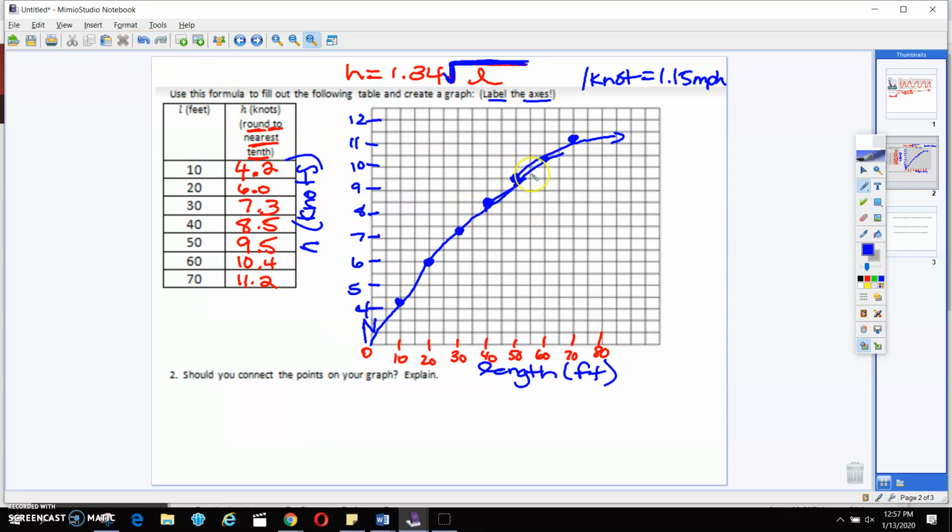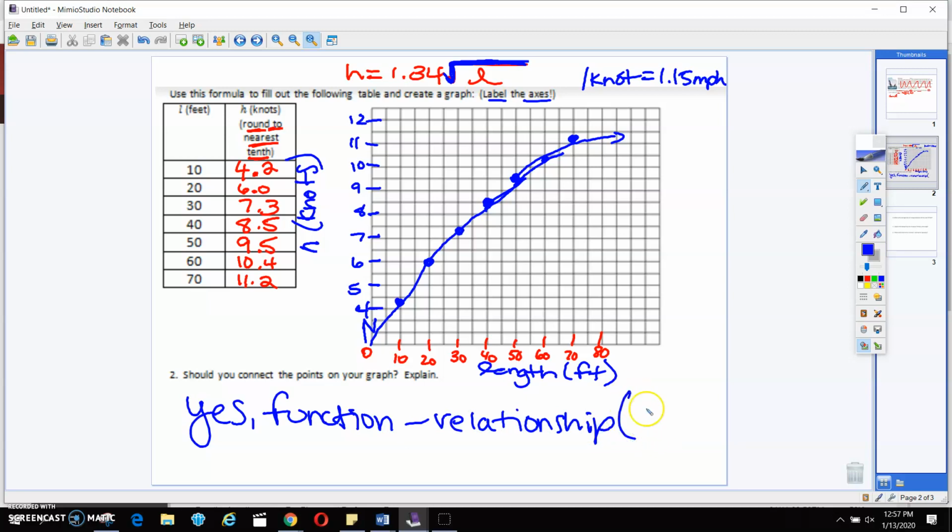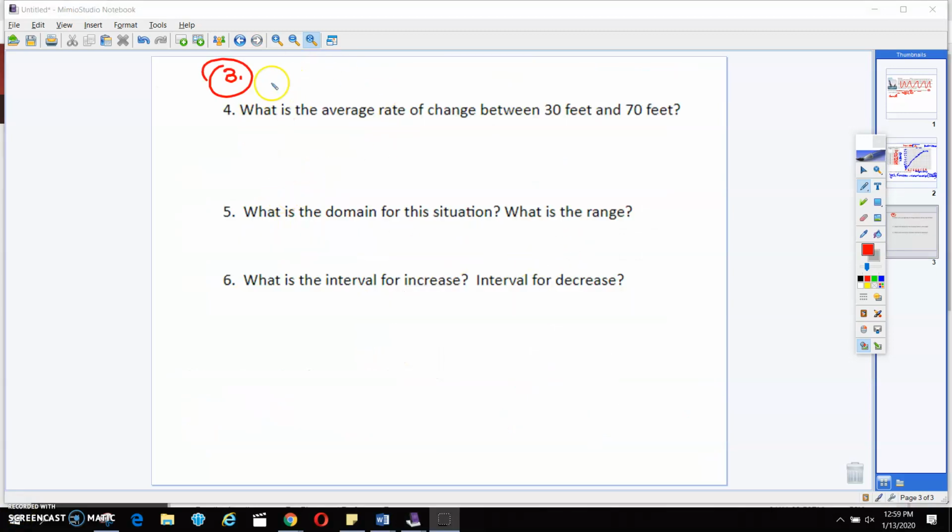Okay, so yes, we're going to connect them, and the reason why is because it's a function, and it shows the relationship between length and speed. Cool? Now, if we had them not connected, that would be called a scatter plot. That just shows trends.